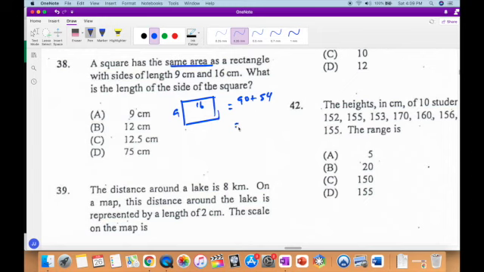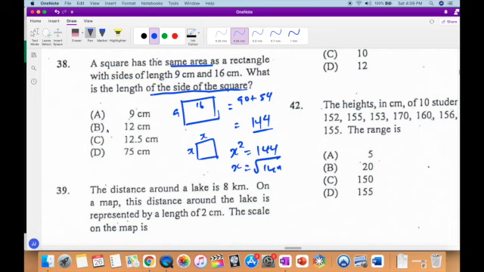So therefore 90 and 54 is 144. Look at that. So if the area of this is 144, then the square, which has the same area, x squared is equal to 144. What is the length of the side of the square? That'll be the square root of 144, which is 12.